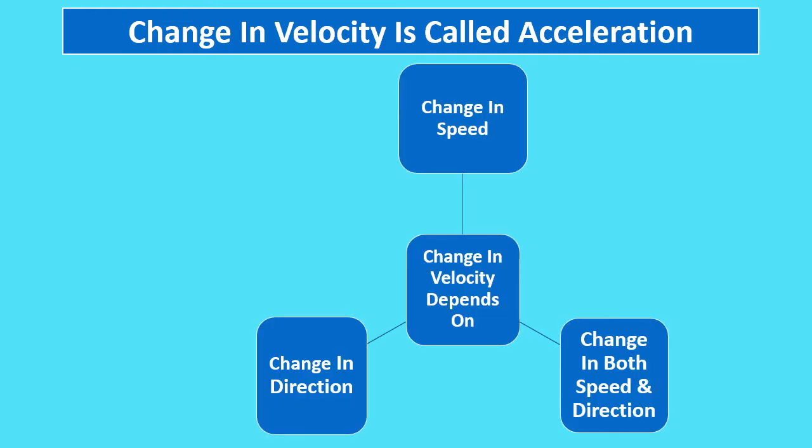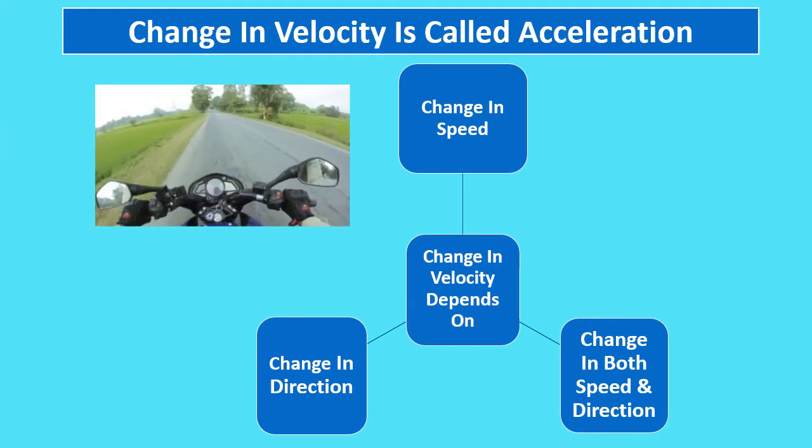But how does this velocity change? Velocity depends on two factors: speed and direction. If speed changes, it will cause a change in velocity. If direction changes, it will cause a change in velocity. If both change, then they will cause a change in velocity. And when a change in velocity happens, obviously the motion will become accelerated motion, because change in velocity is called acceleration.